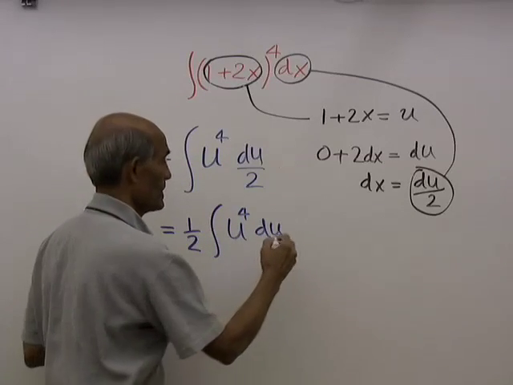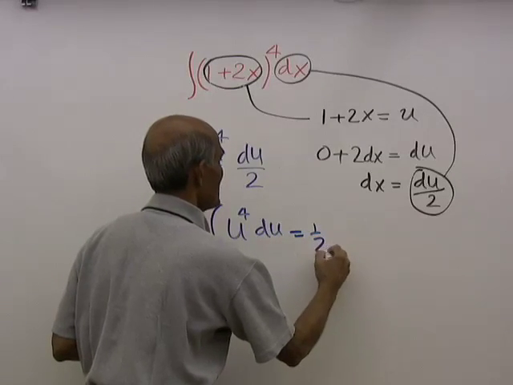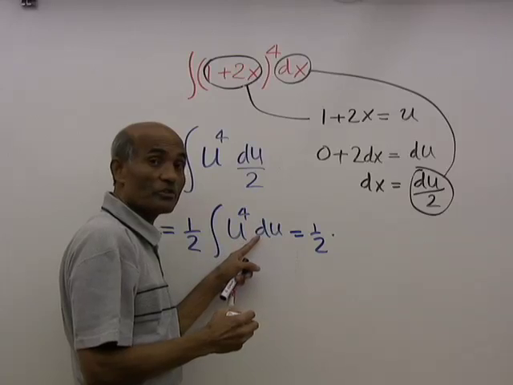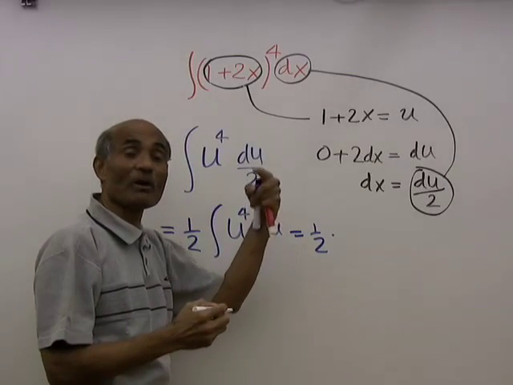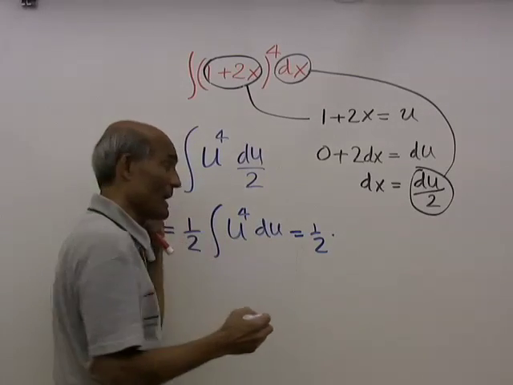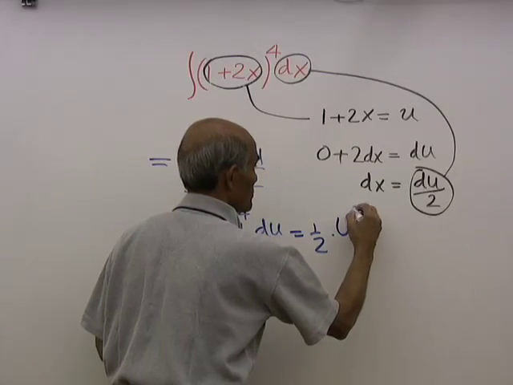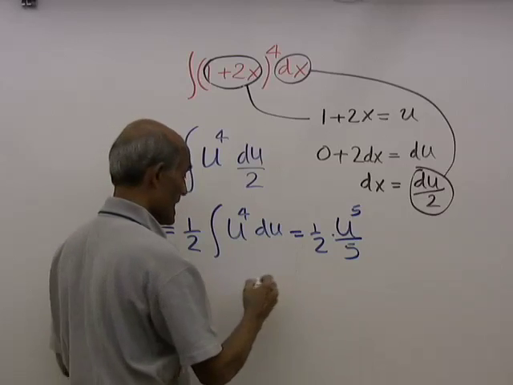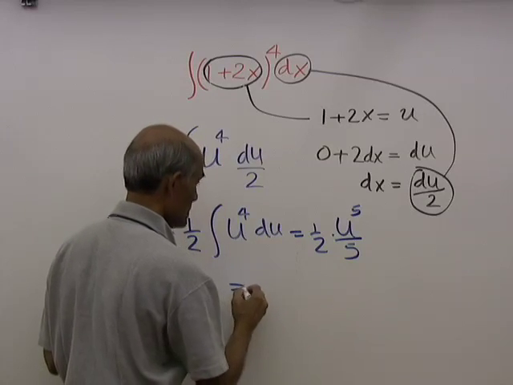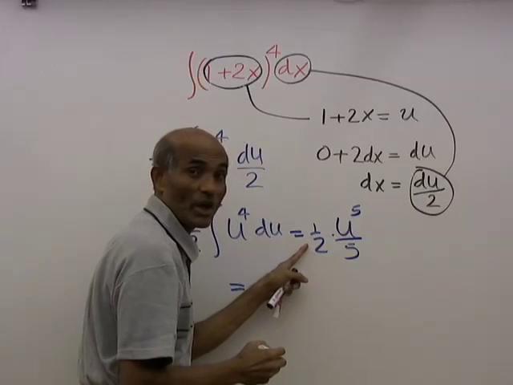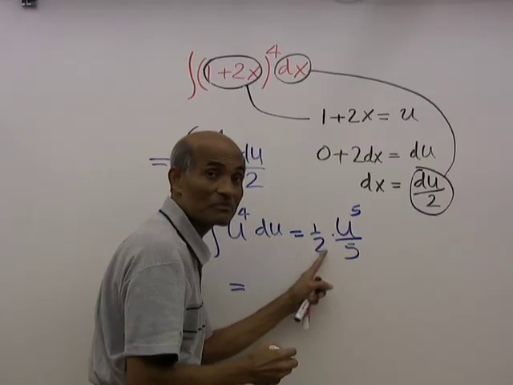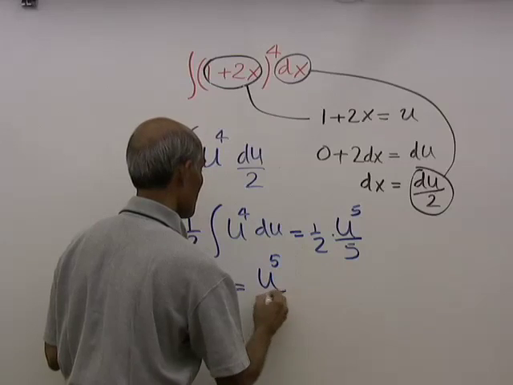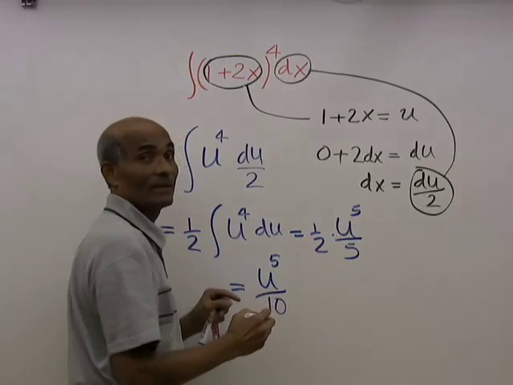The power rule. So that will be 1/2 times integral u to the power of 4 du is u to the power of 5 over 5. So that will be u to the power of 5 over 5. And that can be written as, the denominator now contains 2 times 5, that is 10. So that will be u to the power of 5 over 10.